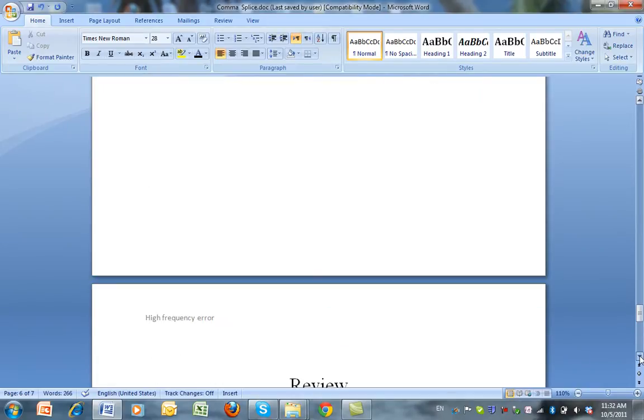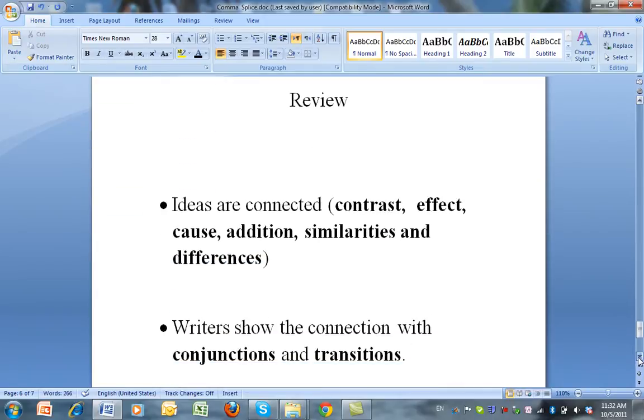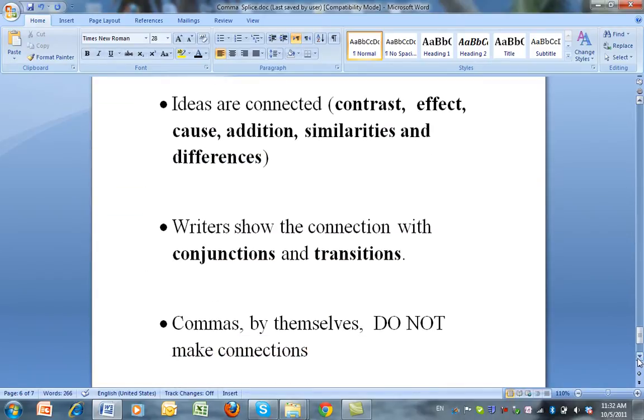Now, getting close to the end. Review. It's very important when you write your essays. Ideas are connected. There is a relationship, and it is our job as writers to show that relationship. The relationships can be one of contrast, effect, cause, addition. It could be similarities and differences. Whatever it is, we need to make sure that we are using a tool to show the relationship.